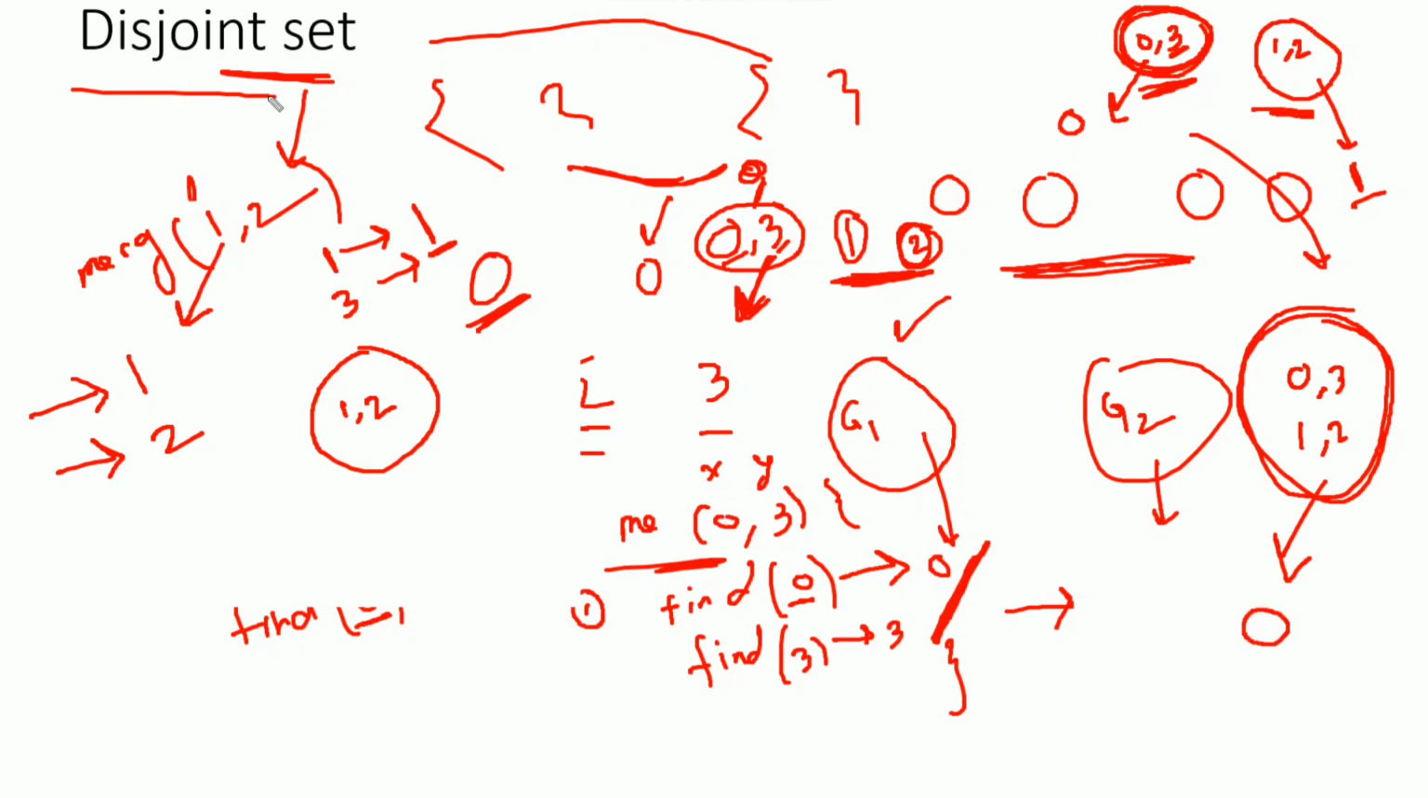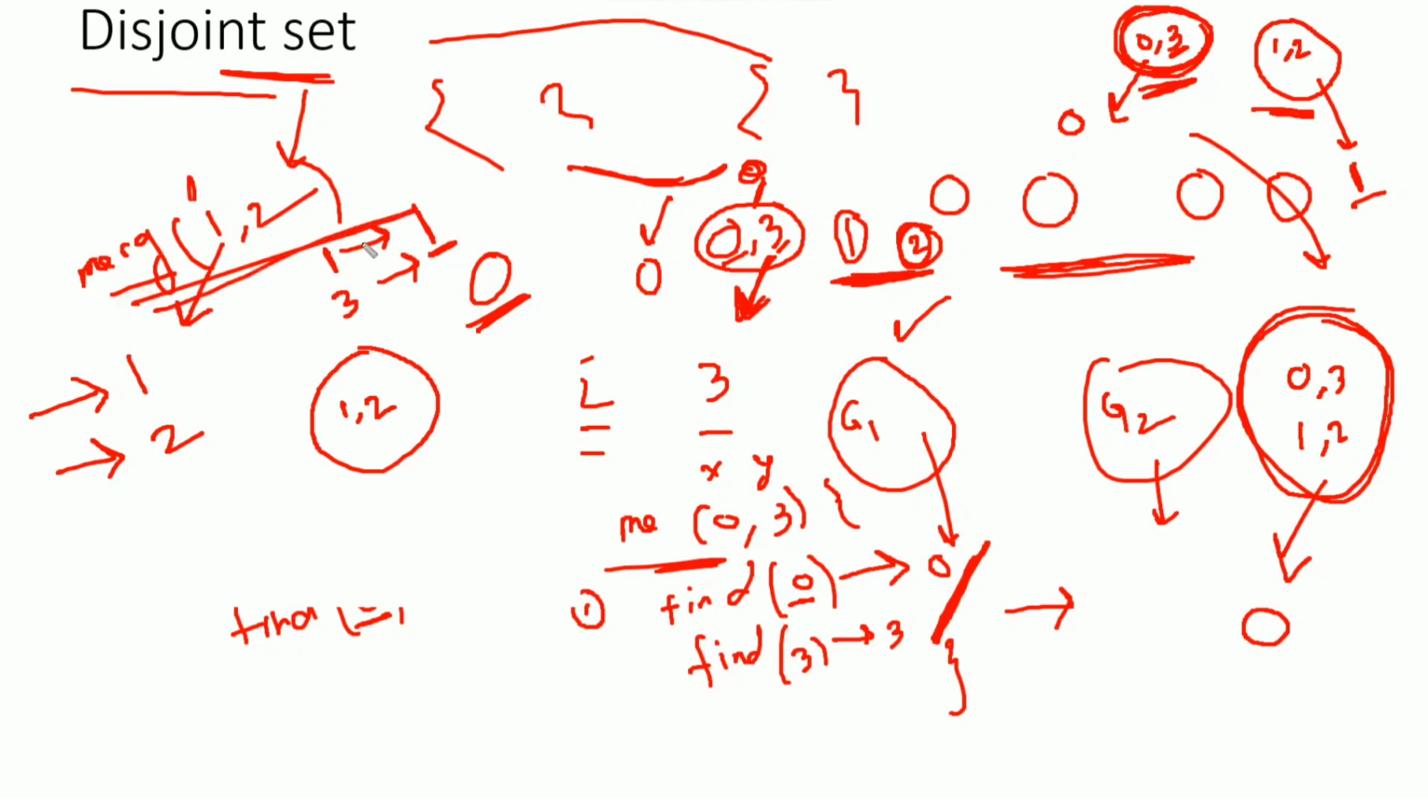The disjoint set data structure performs two operations: find and merge. The find operation is used to find the representative of a group. The merge operation is used to join the data into a single group.